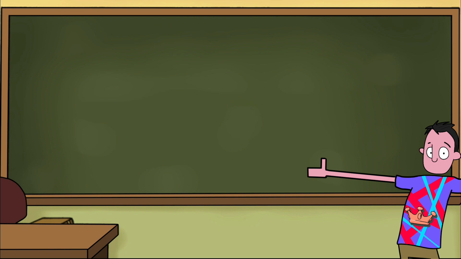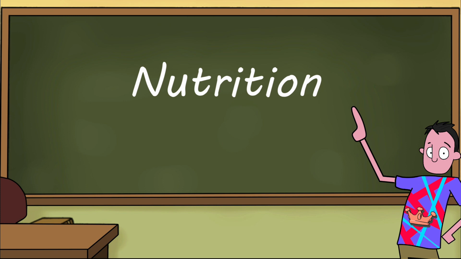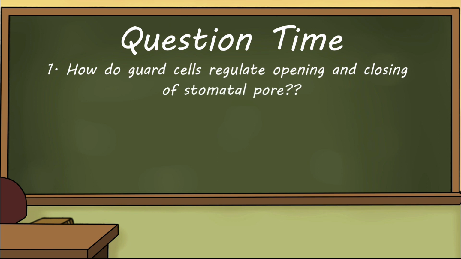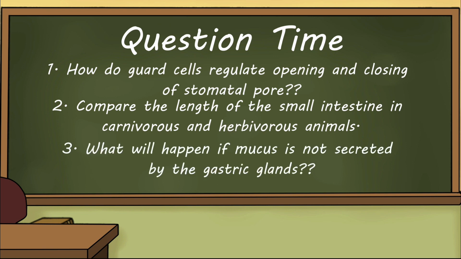So that's it, guys. You all would have got a clear idea on nutrition. Now it's time to test your skills. It's the question time. First question. How do guard cells regulate opening and closing of the stomatal pore? Second question. Compare the length of the small intestine in carnivorous and herbivorous animals. Third question. What will happen if mucus is not secreted by the gastric glands?